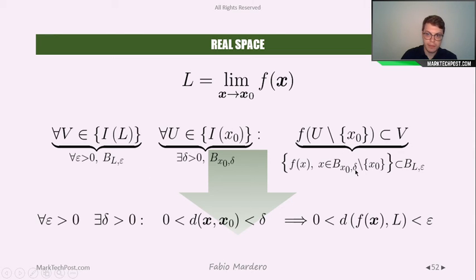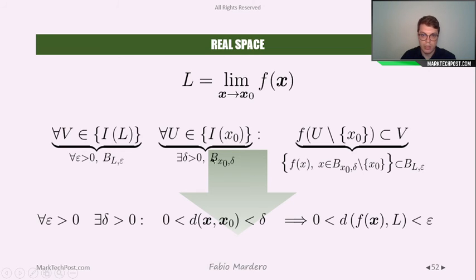This expression can be simplified by saying that for all positive epsilon, there exists a positive delta such that if the distance between x and x0 is less than delta, then the distance between f of x and L is less than epsilon. That's exactly as before, in which for all epsilon there exists a delta, and this is the true notation.